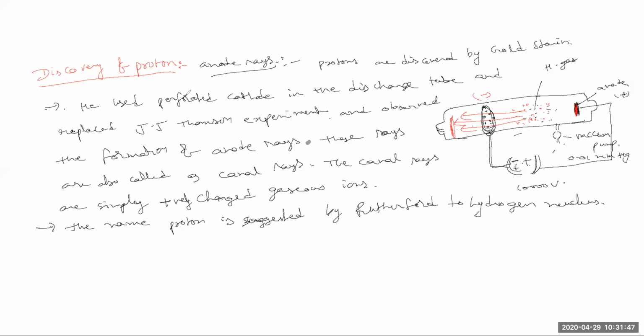Goldstein used the perforated cathode in the discharge tube and replaced the J.J. Thomson experiment and observed the formation of anode rays. These rays are also called canal rays. Why are these called canal rays? They pass through the holes. So the canal rays are simply positively charged gaseous ions. The name proton is suggested by Rutherford to the hydrogen nucleus. Now come to the properties of anode rays.